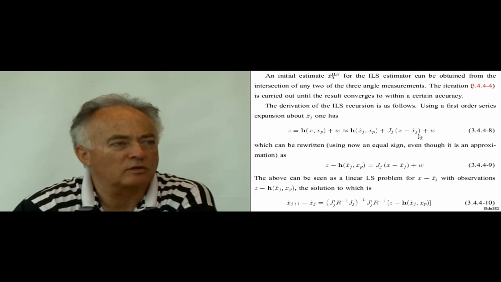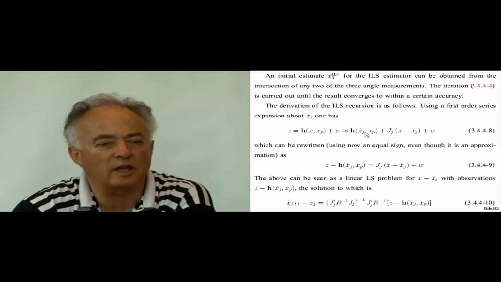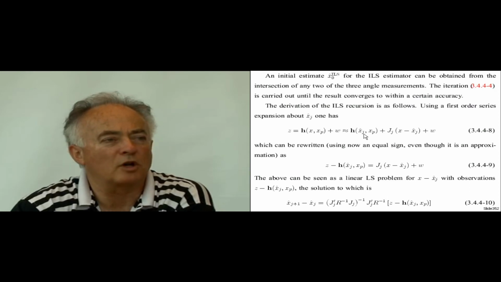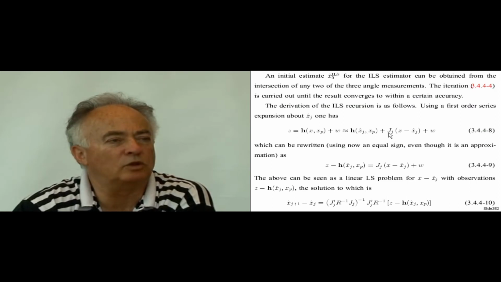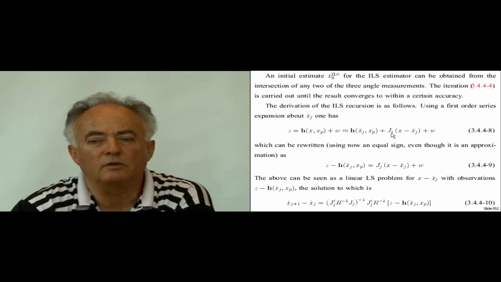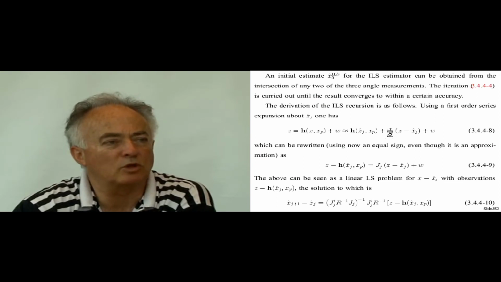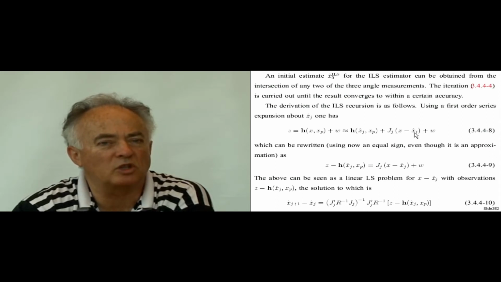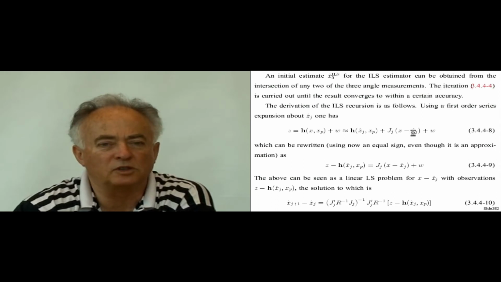So the Taylor expansion equals the function evaluated at the point we have, a first estimate, our previous estimate actually in this case, plus the first derivative, the matrix form of which is the Jacobian, times the difference between the point x and the point about which we are doing the Taylor expansion. So this is the first order Taylor series expansion of a vector function of another vector. This happens to be h is a three-dimensional vector, x is a two-dimensional vector.